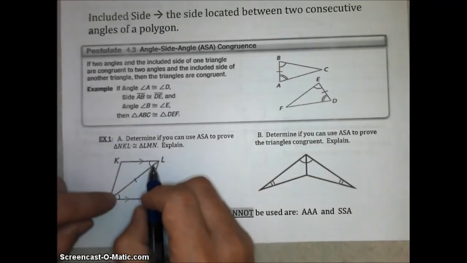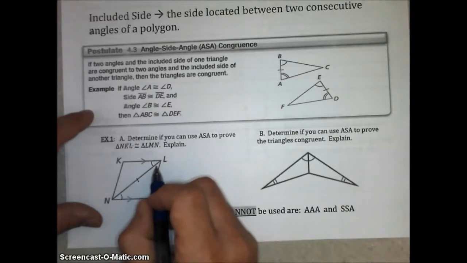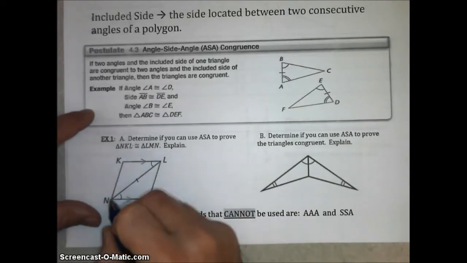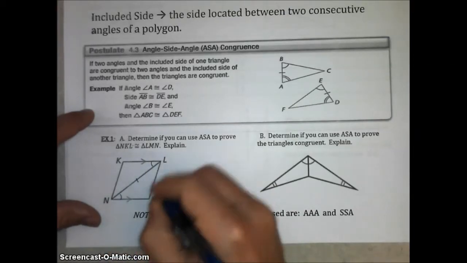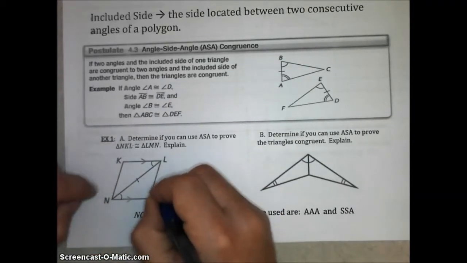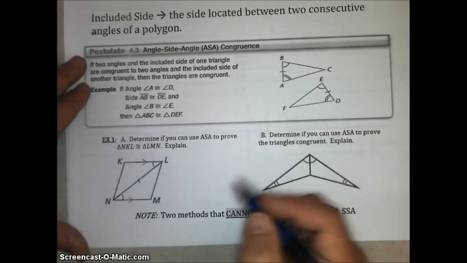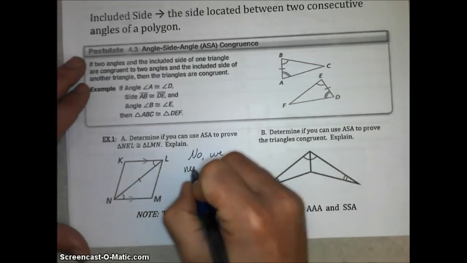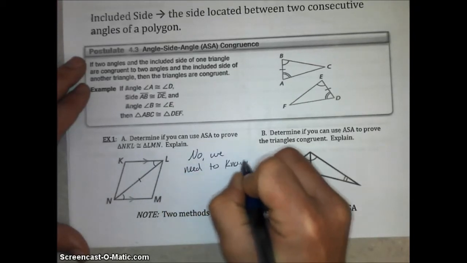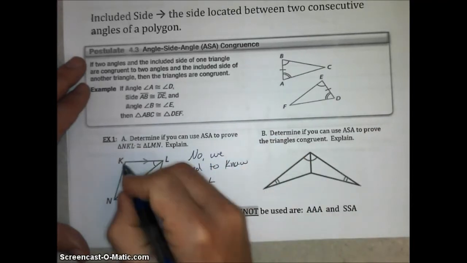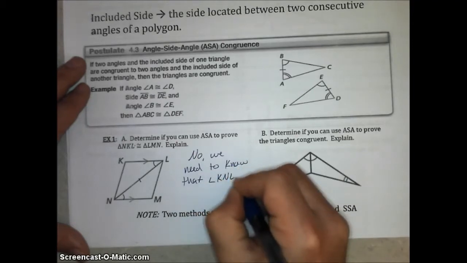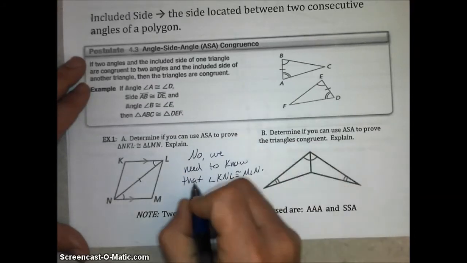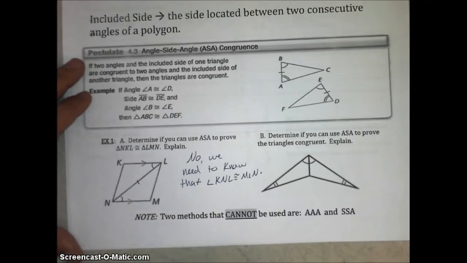but we really don't have any other information. So what we've covered here are angles that are congruent and a pair of sides that are congruent, but that isn't enough. I need another angle. I would need to know that angle KNL is congruent to angle MLN, but I don't know that. If I knew these sides were parallel, I could say that, but we just don't have enough information. So our answer is no. We would need to know that angle KNL is congruent to angle MLN. Then we could use angle, side, angle.